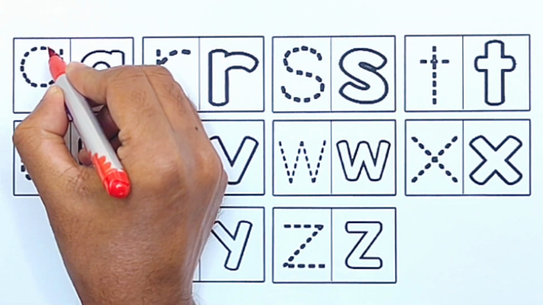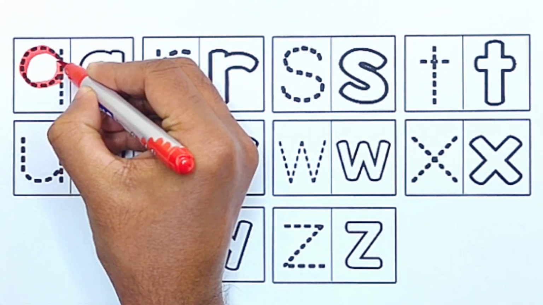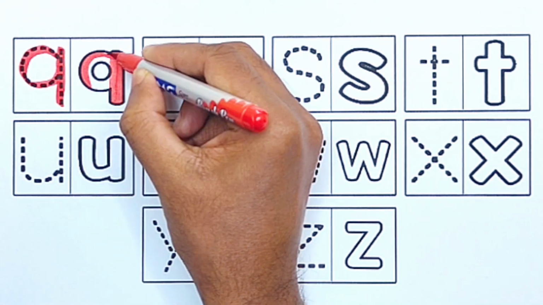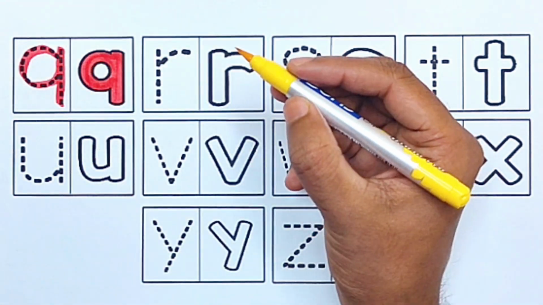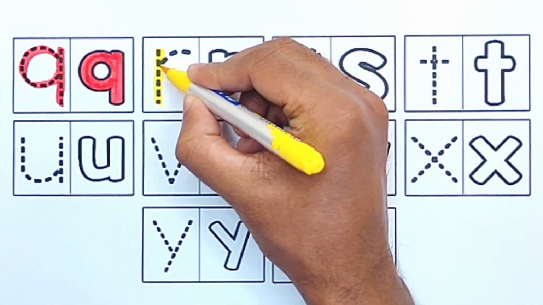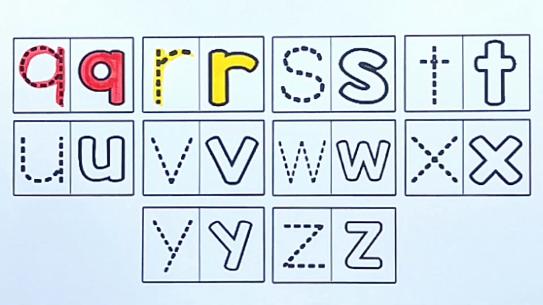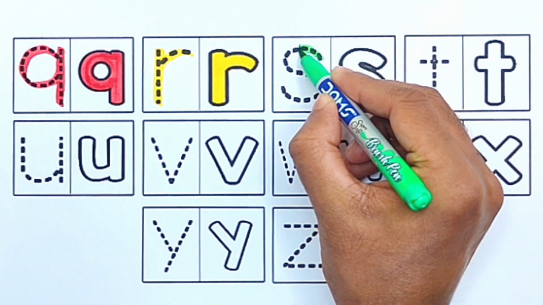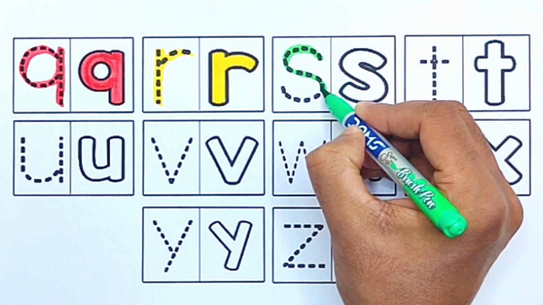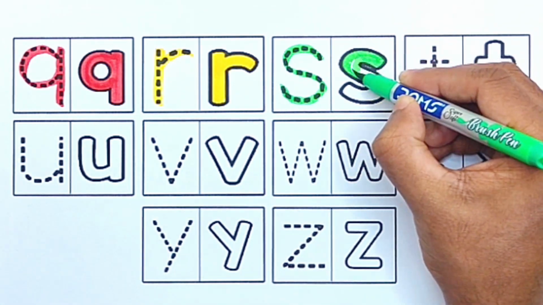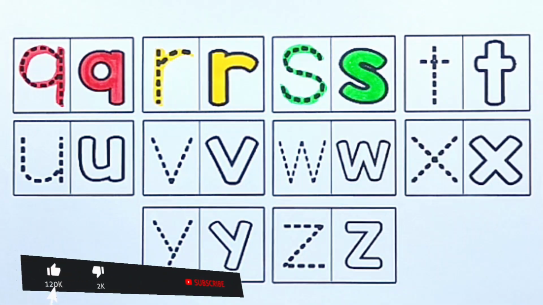Red color. Q for queen. Q for Quran. Yellow color. R for rainbow. Light green color. S for strawberry. S for star.